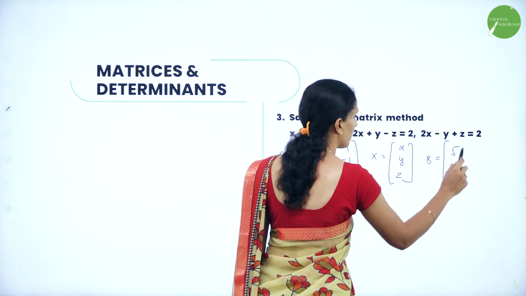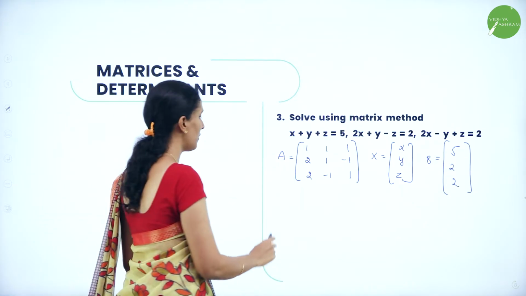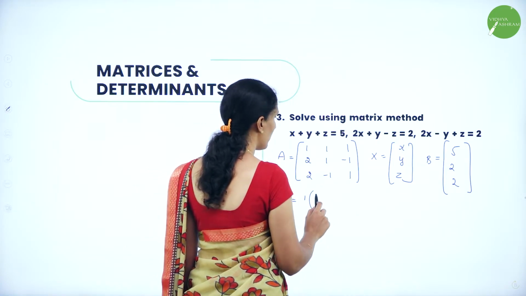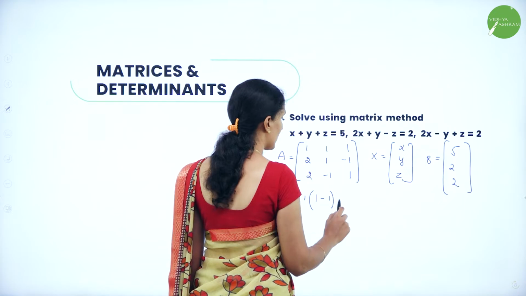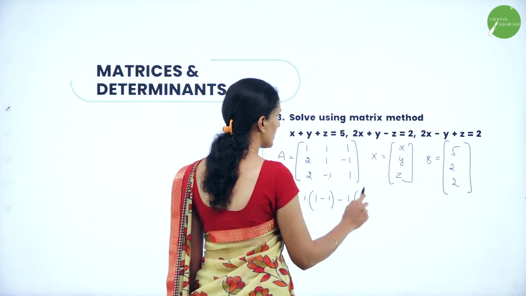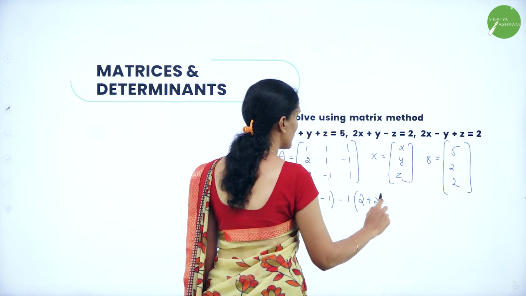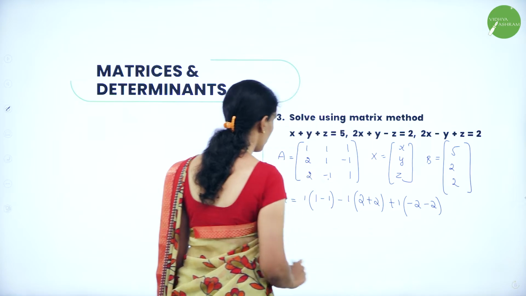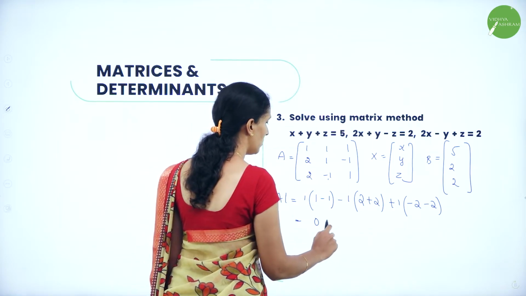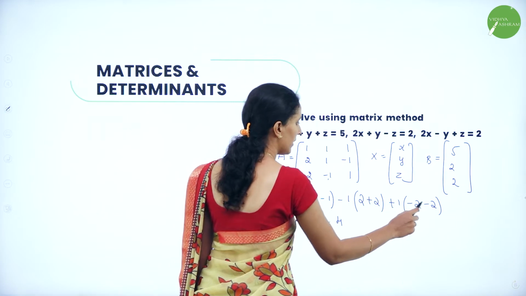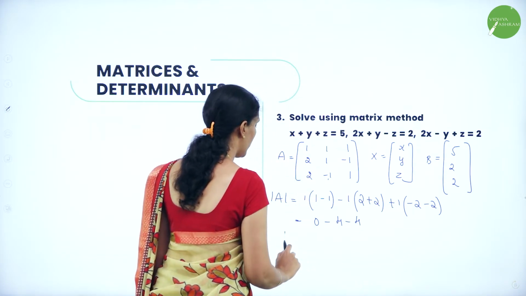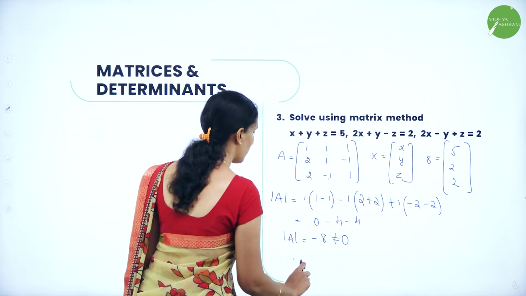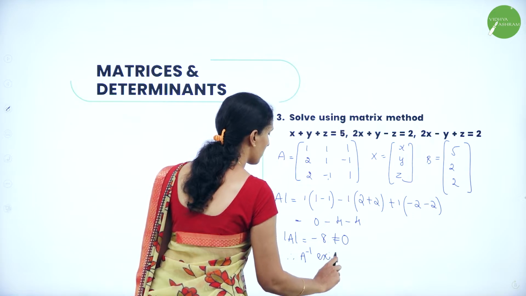So after writing the matrix, our first aim is to determine determinant A. So 1 into 1 ones are 1, minus 1. Next, minus 1, so 2 ones are 2, minus of minus 2 plus 2, plus 1, minus 2, minus 2. So this becomes 0, minus 4, and here minus 4. So determinant A is equal to minus 8, which is not equal to 0. So therefore A inverse exists.